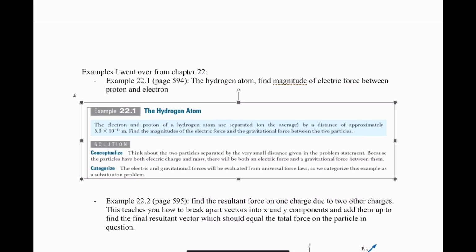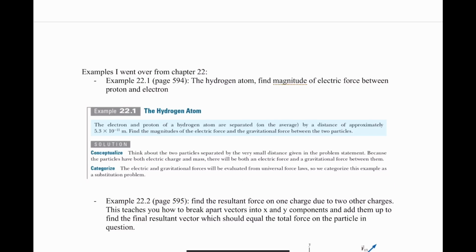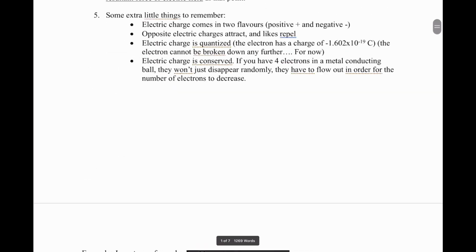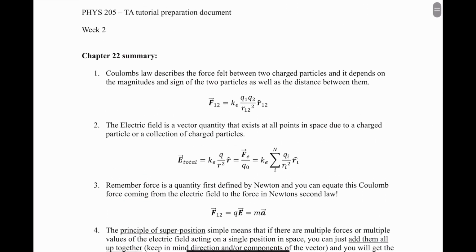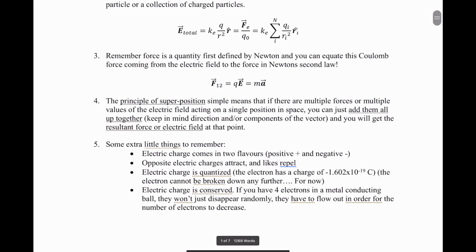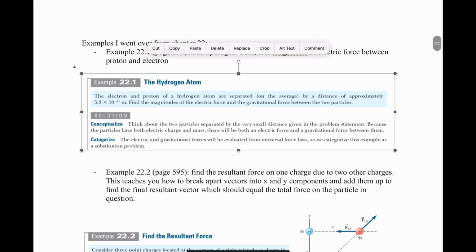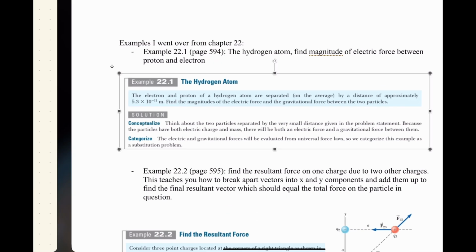Alrighty gang, welcome back. In the last video, I showed you guys this Word document where I had some summary points from chapter 22, which is about electric fields. And I showed you guys some problems that I like, which are examples in the book. Today, I will solve them. So let's start with this first one.